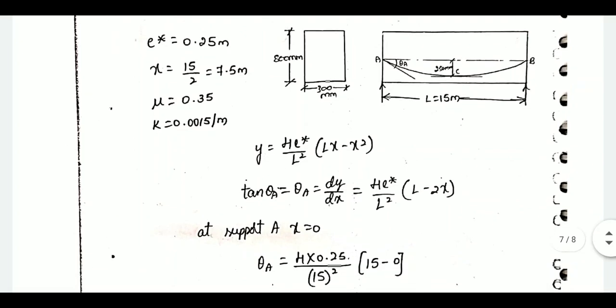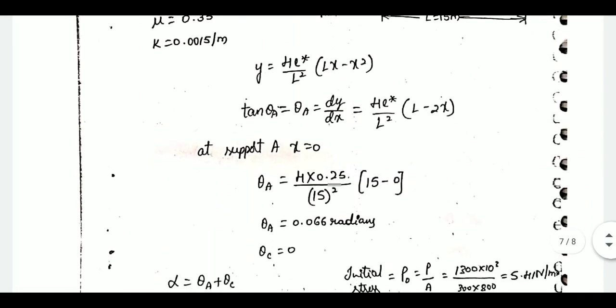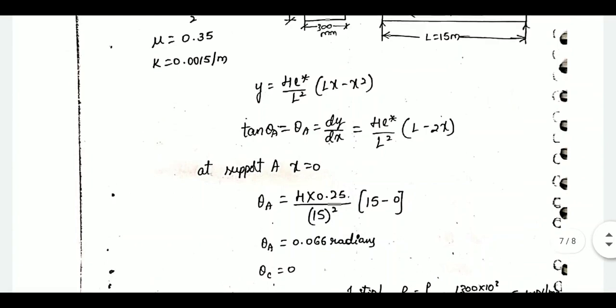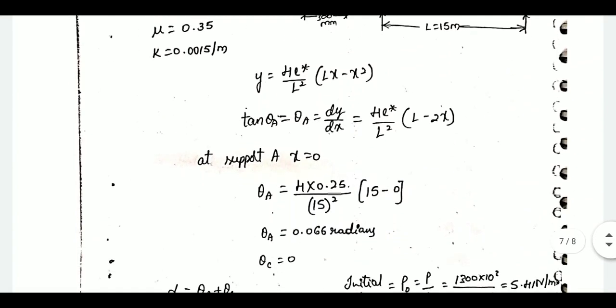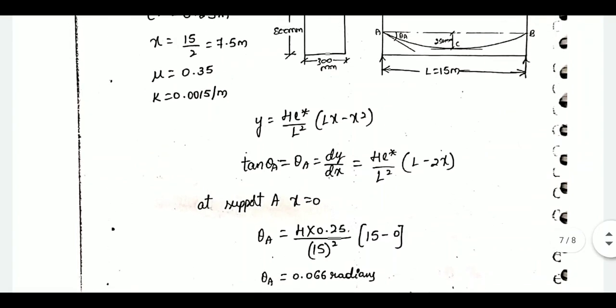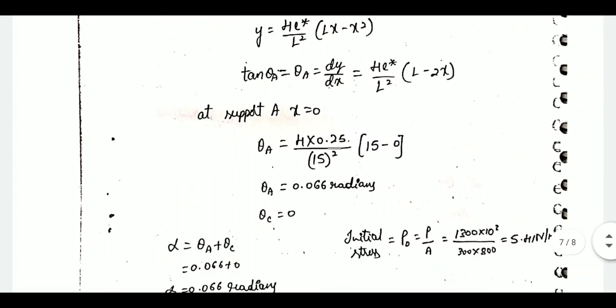First you need to find out the slope at supports, that is theta A, x equals 0, substitute the values, and theta C, which means theta at the midspan. At midspan the tangent will be exactly horizontal. It is along the x-axis. So theta will be 0 for the center of the span. You can observe in the figure. So theta C is 0.